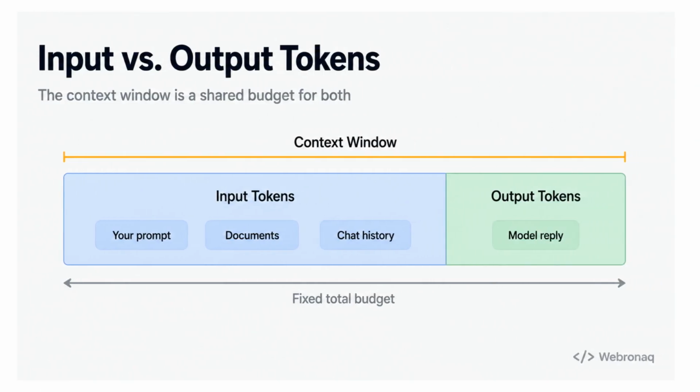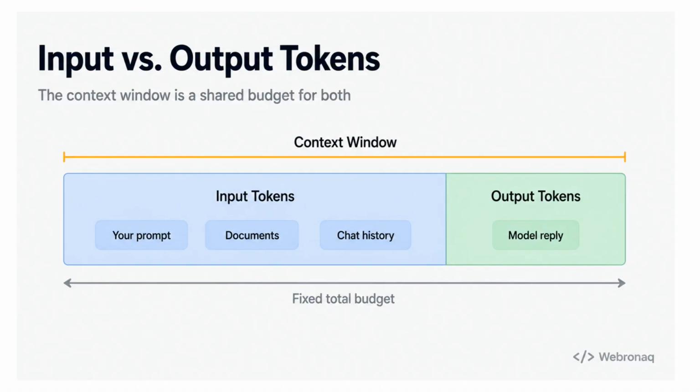Now let us talk about how tokens actually reach the model and come back out. There are 2 kinds. Input tokens are everything the model reads before it writes a single word back to you. That includes your question, any documents you attached, and the full history of the conversation so far. Output tokens are everything the model generates in reply. Here is the critical part. Both kinds share one fixed budget, called the context window.